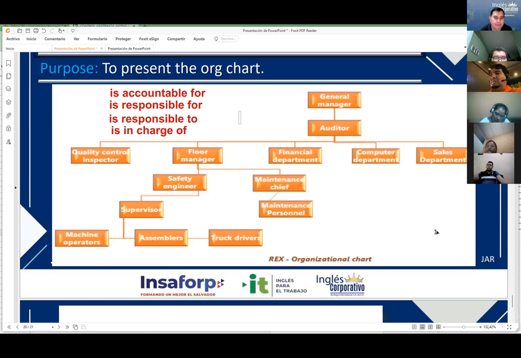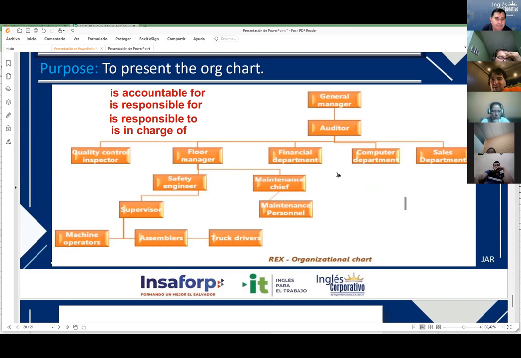Okay, example. Who is the safety engineer responsible to? The floor manager. And who is the safety engineer responsible for? The supervisor, the machine operators, the assemblers, and the truck drivers. Todos ellos.